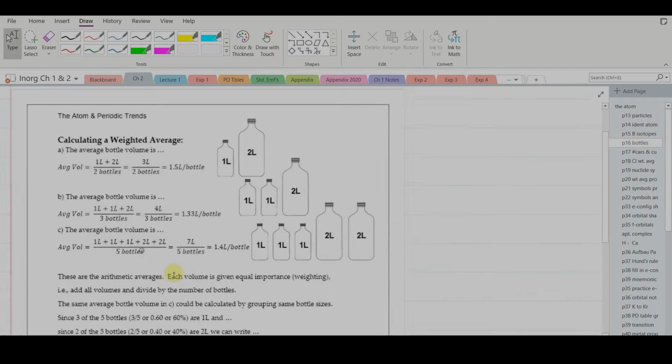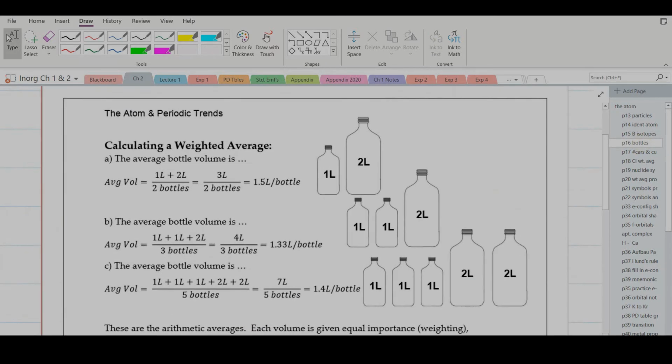So we need to be able to do what's called a weighted average calculation. We'll start with some familiar examples. Then we'll go back to our chemistry example. The average bottle volume in this first example, A, would be what? Well, 1 liter plus 2 liters is 3 liters divided by 2 bottles, so the average volume is 1.5 liters per bottle.